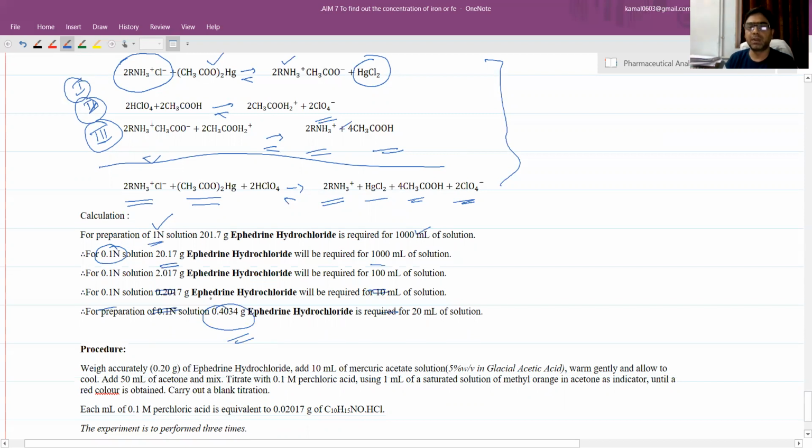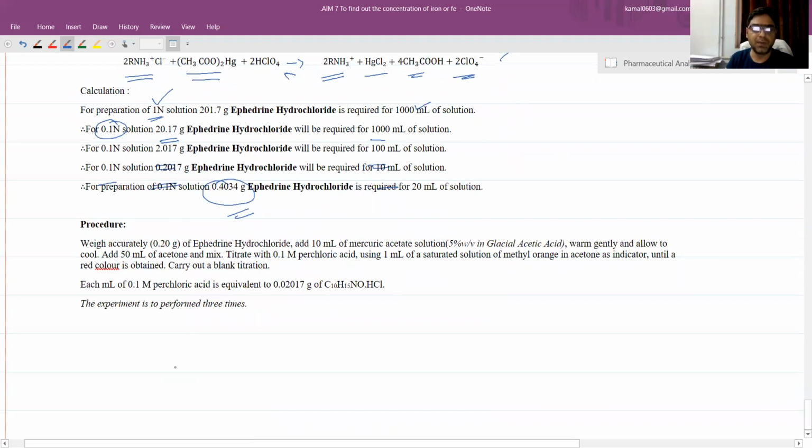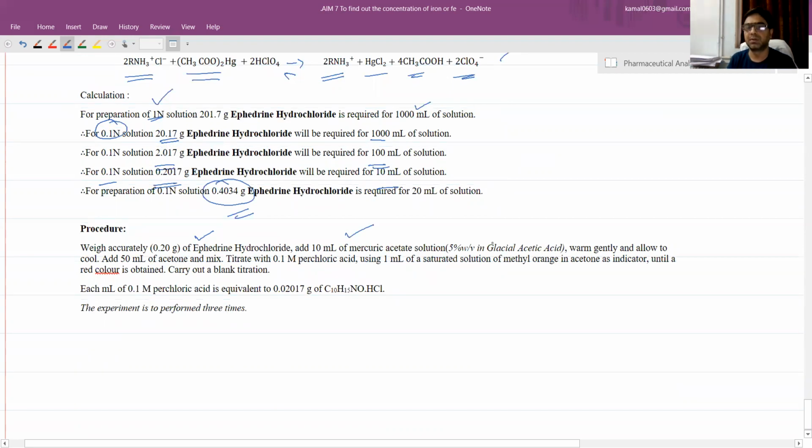So here we prepare the solution as follows. Accurately weigh out the ephedrine hydrochloride with the help of an analytical balance or chemical balance. Transfer it into a conical flask containing 10 ml of mercuric acetate solution, which is prepared in glacial acetic acid. Then we have to warm it and allow it to cool. Then we add acetone so that it dissolves freely.